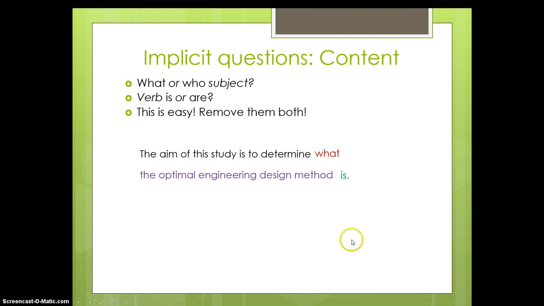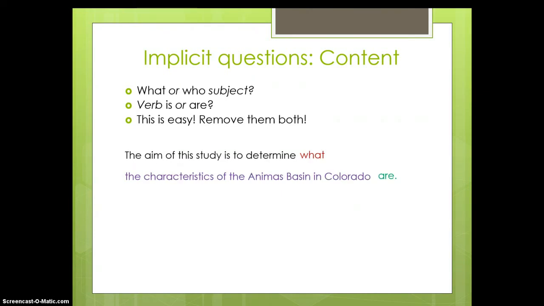Okay, now let's try with who and what as a subject. If you have who or what as a subject, and the verb is or are, there's an even easier way of making this an implicit question. You don't need to be creative, just remove them both. The aim of this study is to determine the optimal engineering design method. Done. Let's try another one like that.